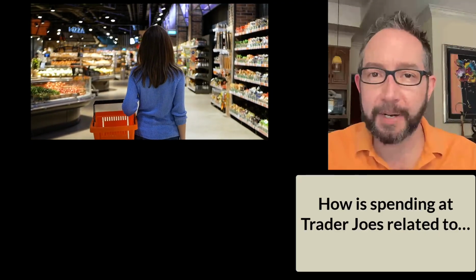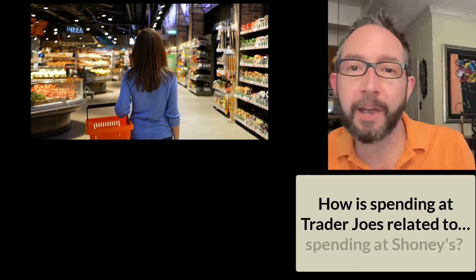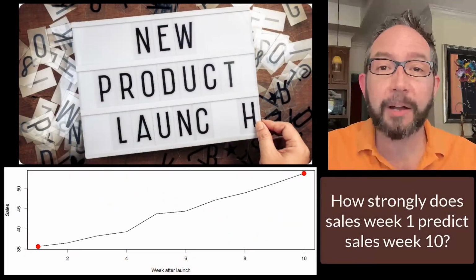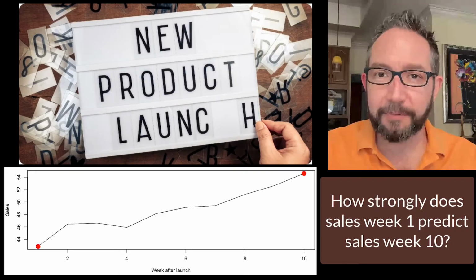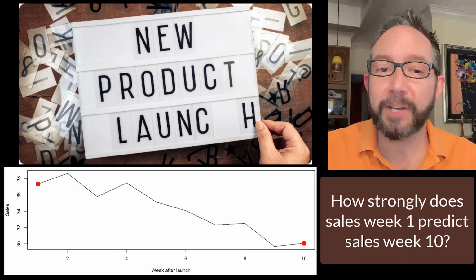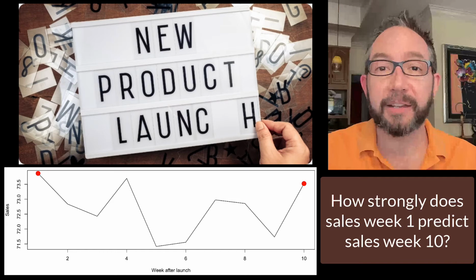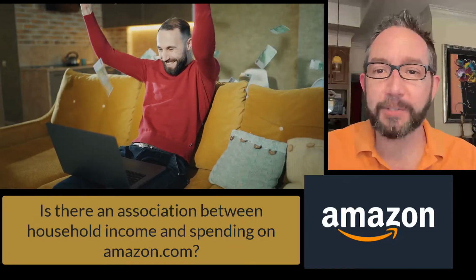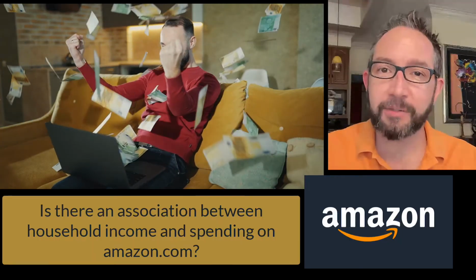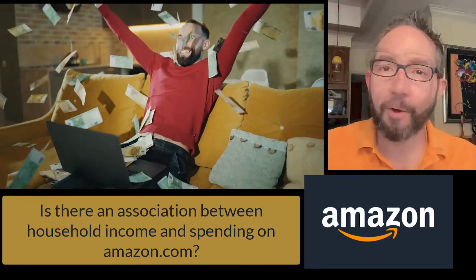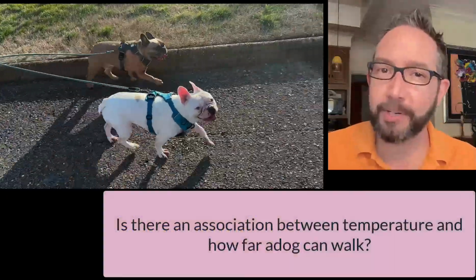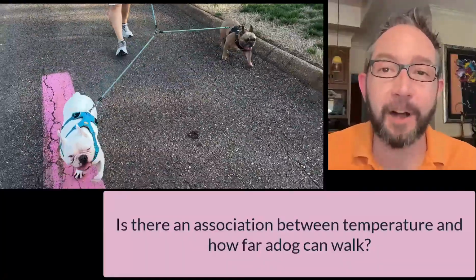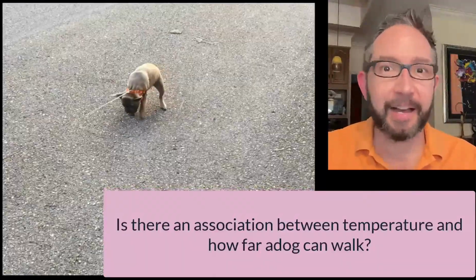Or if you're working in marketing analytics, you might be interested in studying consumer spending. How is the amount of money that people are spending, let's say at Trader Joe's, associated with the amount of money that they spend at Shoney's? Or if we're releasing a new product, how strongly does the first week of sales predict, let's say, sales 10 weeks into the future? And customer analytics is a big focus in the business school. Is there an association, let's say, between a household's income and the frequency of purchases or the purchase amount at Amazon.com? Or if you want to do some pet analytics, you might want to study the association between how hot it is outside, the temperature, and how far your dog can walk before ultimately getting tired and just refusing to go any further.